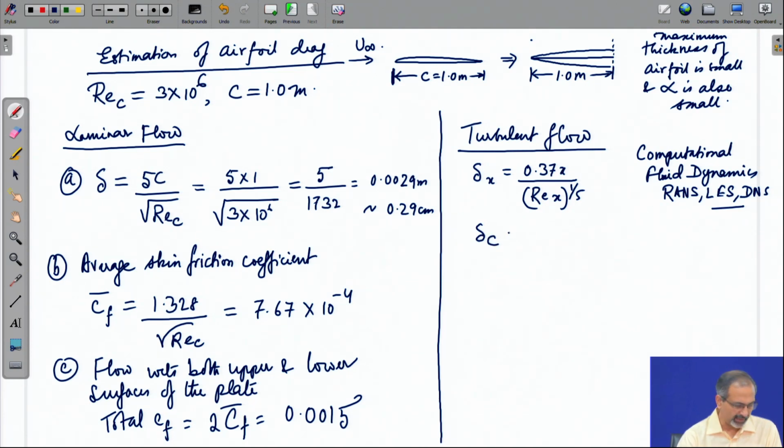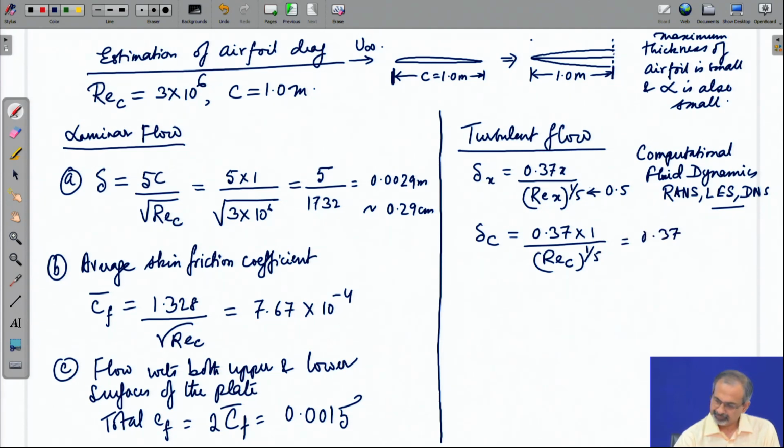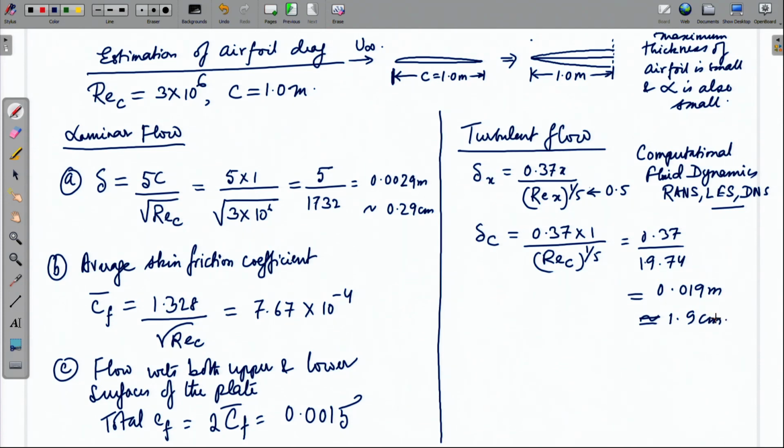So, for the boundary layer thickness, this turns out to be 0.37 times the chord length itself by Re_c raised to the power of 1/5. So, for the laminar boundary layer this was 0.5, while here it is 0.2, mind it. So, that turns out to be approximately 0.019 meter, that is 1.9 centimeter, which is way thicker than what you had for the laminar case. So, this is the boundary layer thickness.